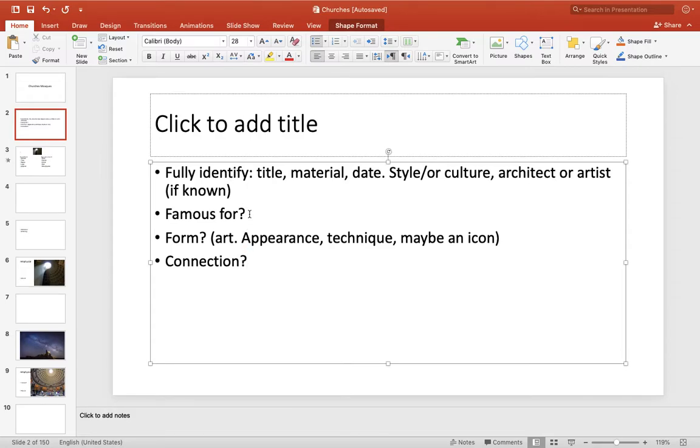And then images are famous for something. Write down what it's famous for. Some things are more famous than others. You'll see what I mean. So what's it famous for? What's it known for? What's the story of the work? And then something about form, the art, the appearance, the technique. It might be an icon, something about the form. And then think of a connection. What's it similar to and what's it different from?